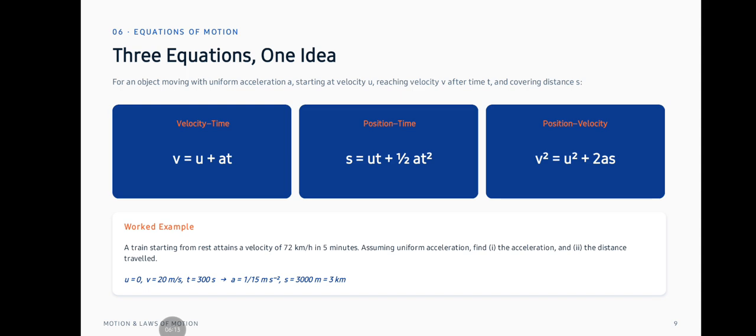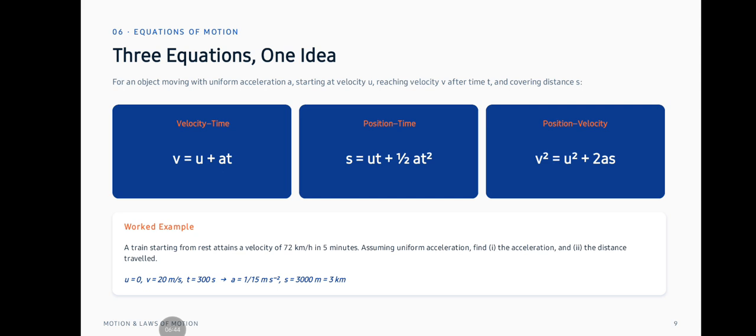3 equations and 1 idea. For an object moving with uniform acceleration, starting at velocity u, reaching velocity v after time t and covering distance s. Velocity-time: v equals u plus at. Position-time: s equals ut plus half at square. Position-velocity: v square equals u square plus 2as.